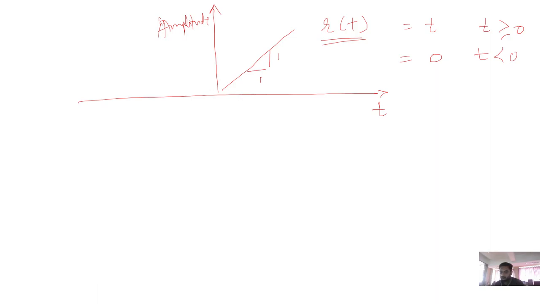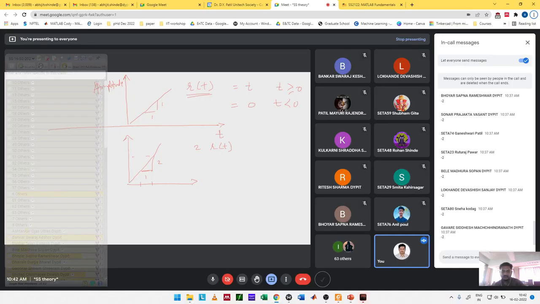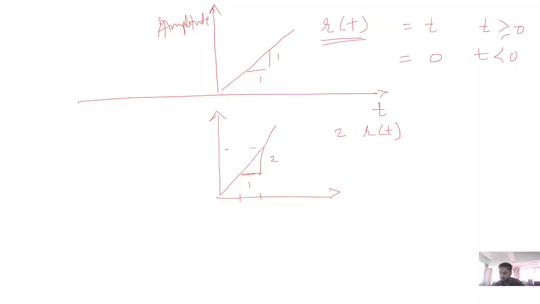Okay, so if I do something like this, 2 times the ramp. What is the slope of this? So what is happening? For 1 t, its value is increasing by 2, and therefore it becomes 2r(t). Am I making sense? Yes? Yes, sir. Does anyone not understand? Sir, can you please repeat?